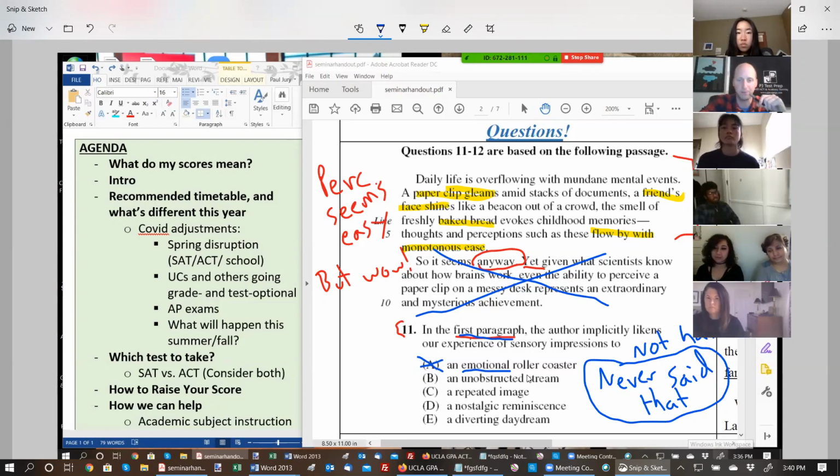I always used to pick this one. This is also wrong. Roller coaster, even if it had mentioned emotions, roller coaster is way too extreme. So another wrong answer type is called too extreme. A is a horrible answer. Don't pick that one. How about B, an unobstructed stream?